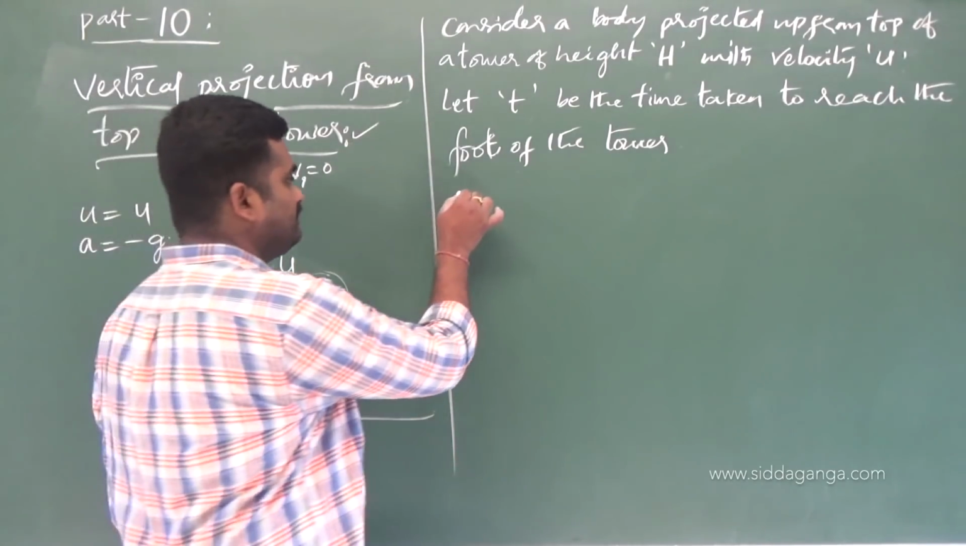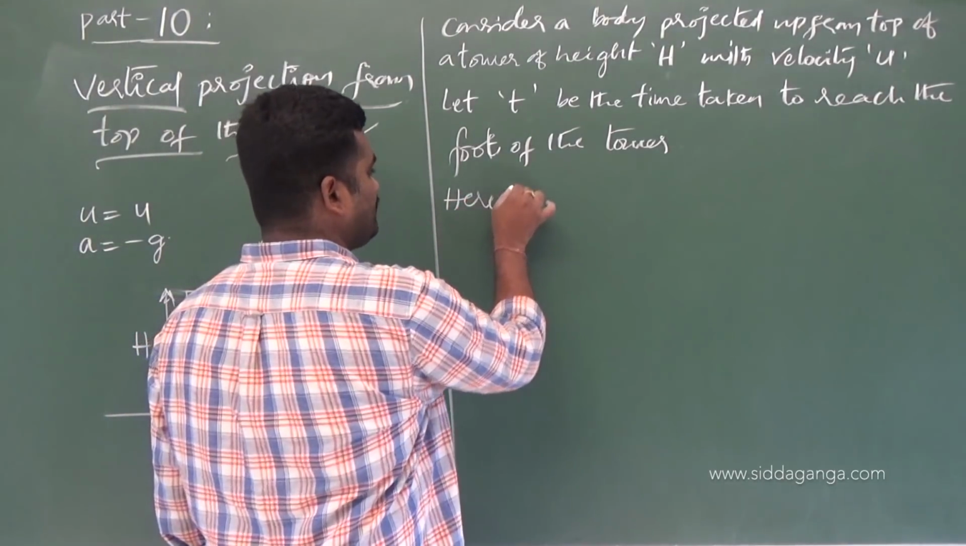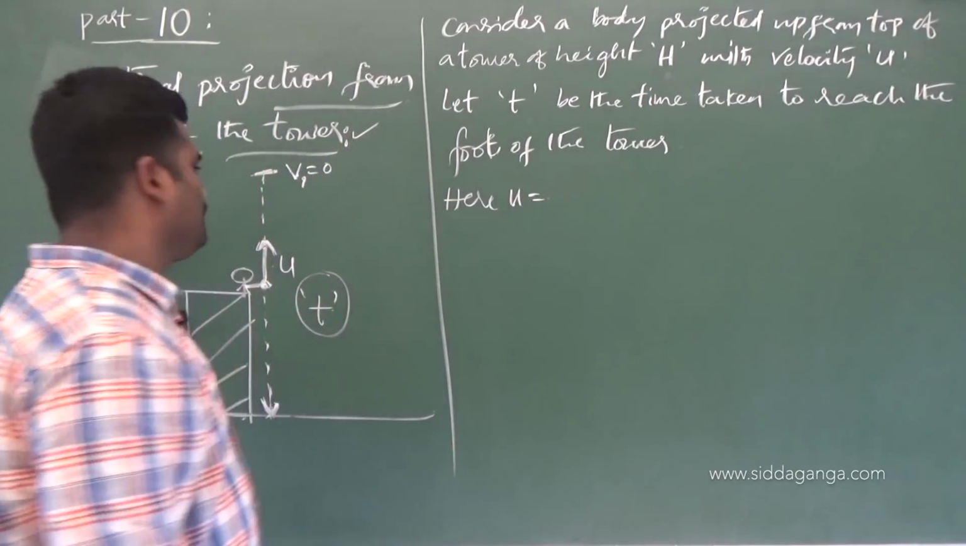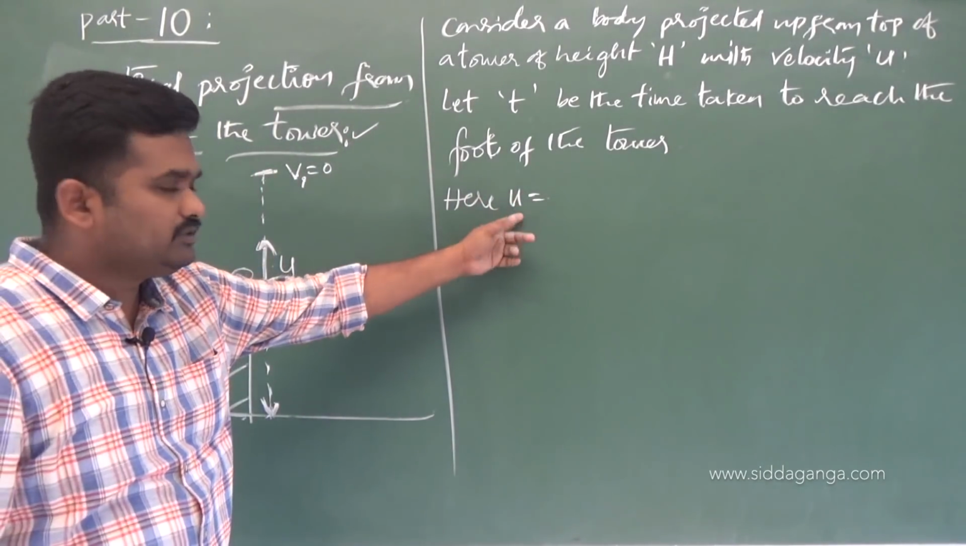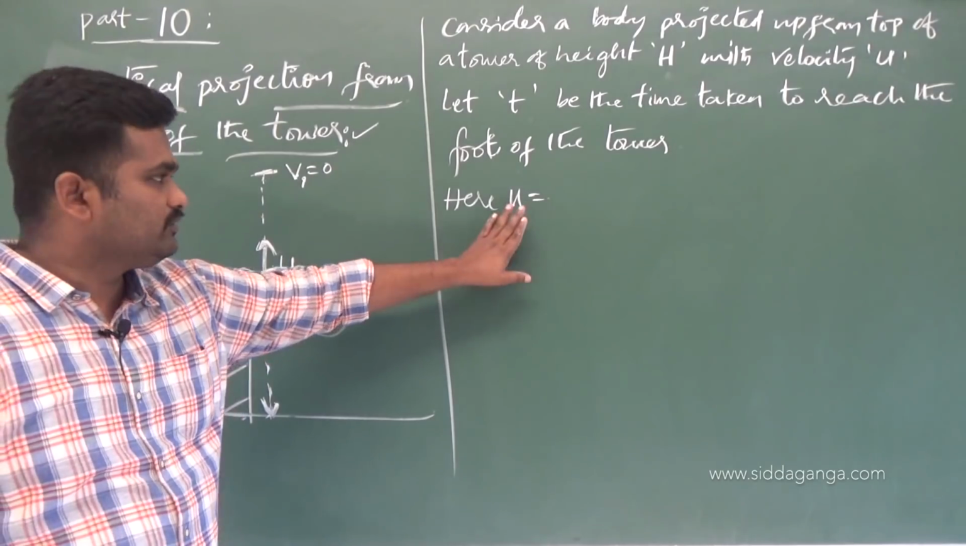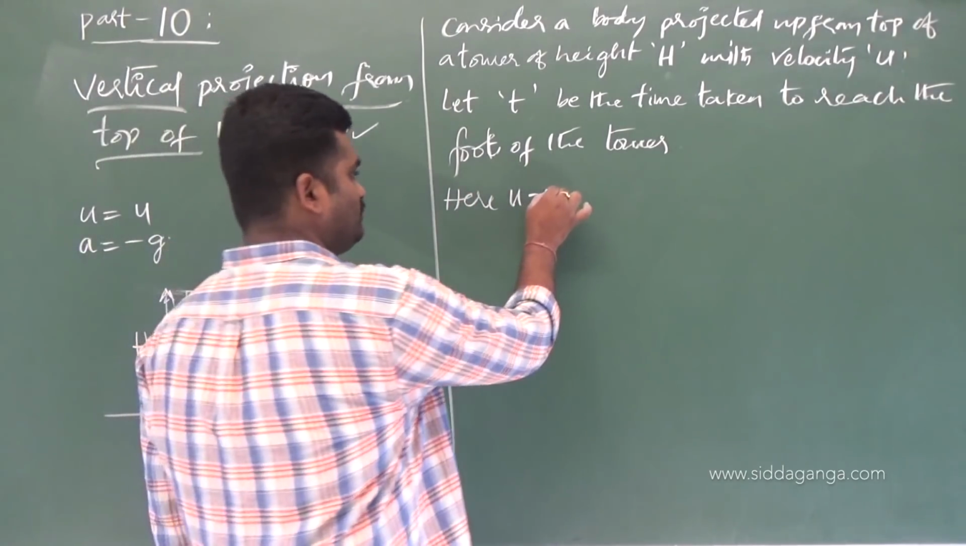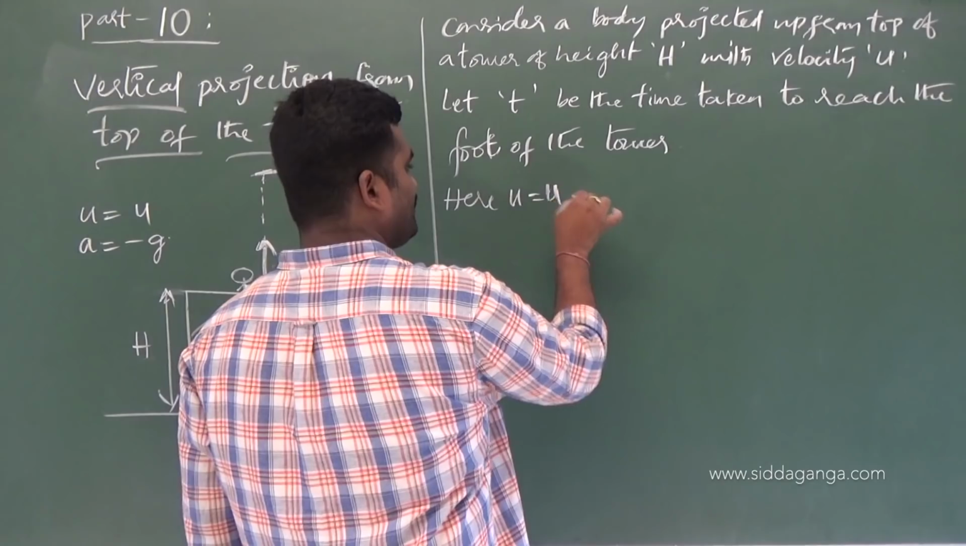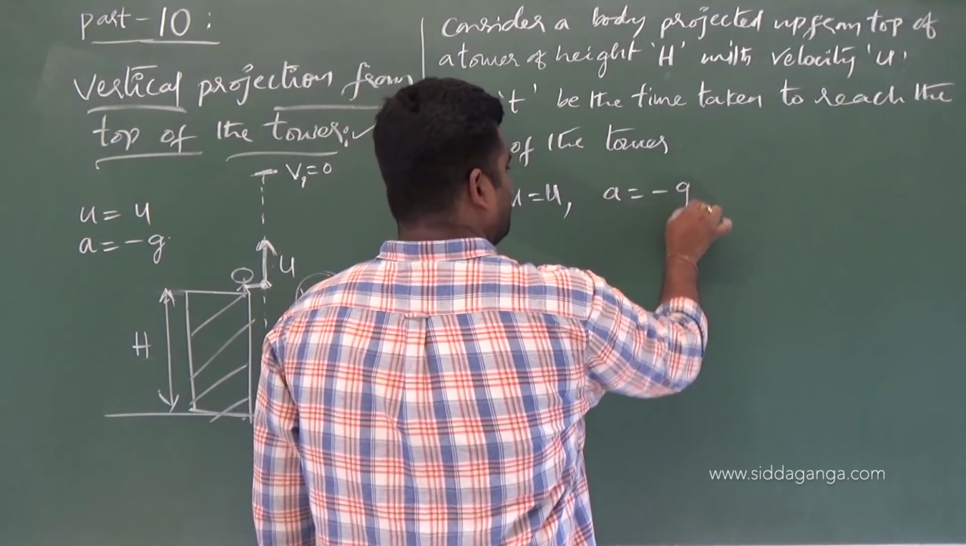I will write here. Initial velocity, this terminology we are all aware of, I am not going to write again what u is. Throughout our terminology, u is nothing but the initial velocity of projection. U equals u itself here. Acceleration of the motion is what? Minus g.